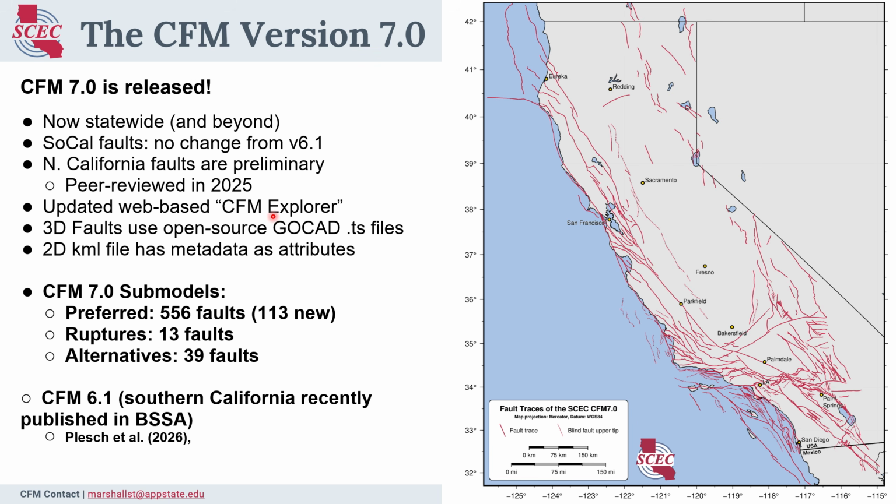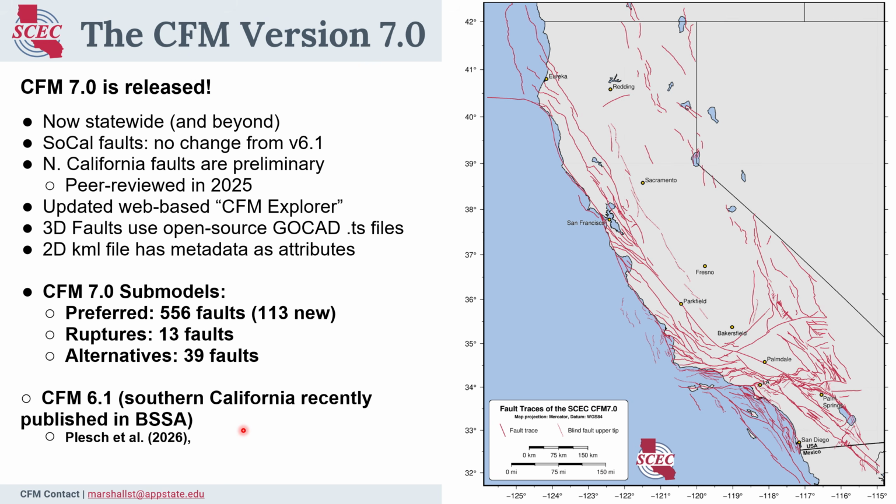This model came with an updated Explorer, which I showed you. The model is released in GoCAD format, and I'll show you more about that later, but we also have a KML file. But overall, we're talking about 556 faults. 113 were new just in version 7. And 39 of those faults have alternatives where there's a significant different interpretation that is geologically plausible.